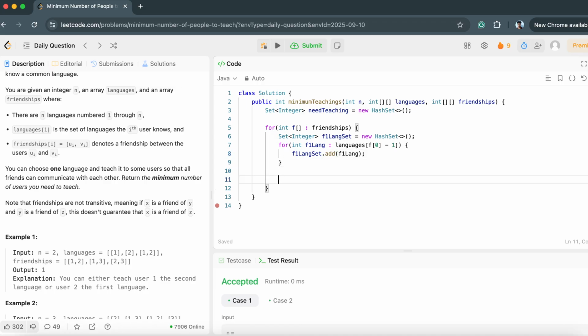Once we have added it, we can run another for loop for int f2 lang, from the second person's languages, so f of 1. Let me just copy this one. What we will check is if f2 lang is actually available in this f1 lang set, using dot contains.